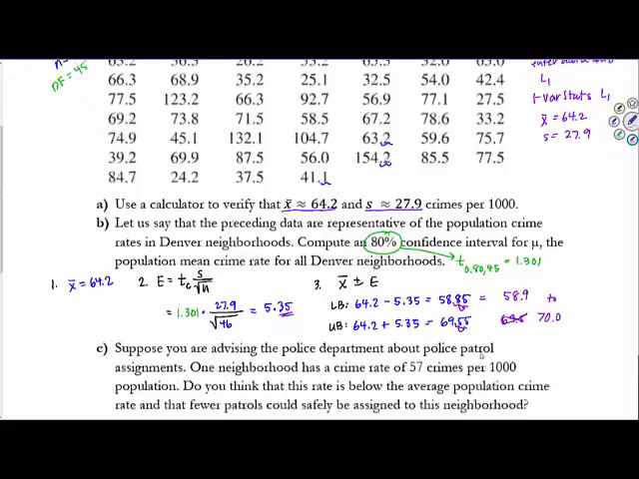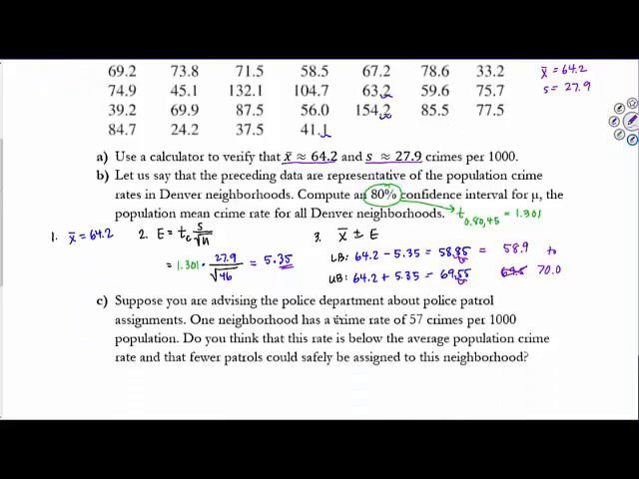We can interpret this. If we're advertising and a neighborhood has a crime rate of 57 crimes per 1,000, we can see that that is below the average because we think that the true average crime rate is somewhere between 58.9 to 70, and 57 would be right here before that, so that's below average, and so maybe we could lighten up on the patrols in that neighborhood.